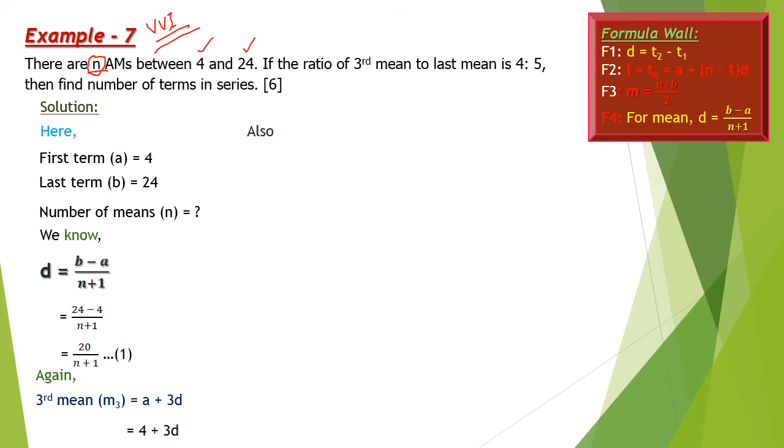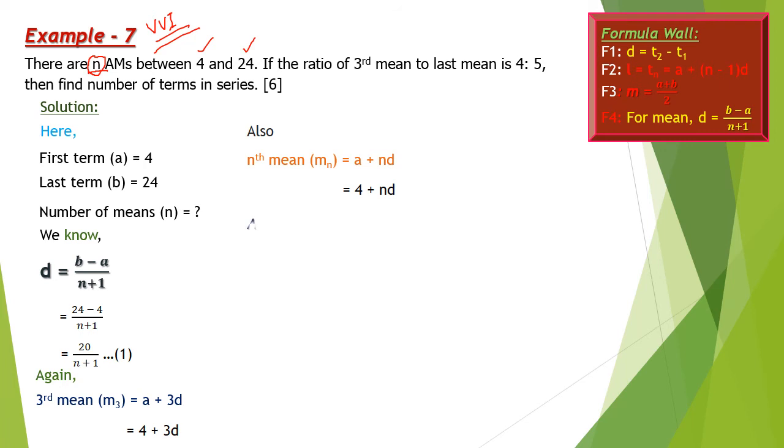Also, now we have our last mean, that is Mn. The last mean is Mn, because we don't know how many means there are. So the last mean is the nth mean, that is Mn, which is A plus nD, or 4 plus nD. Okay, leave it as it is.